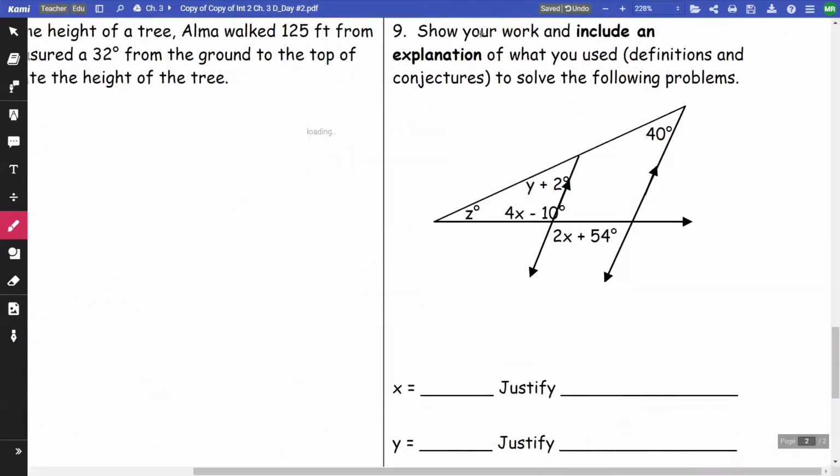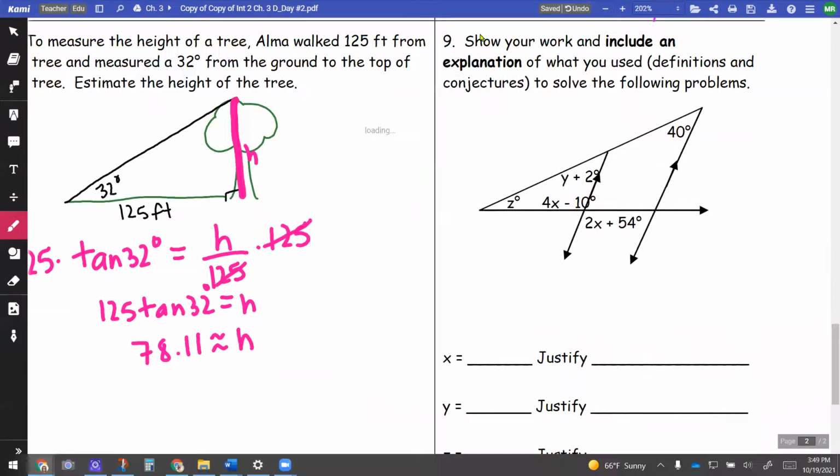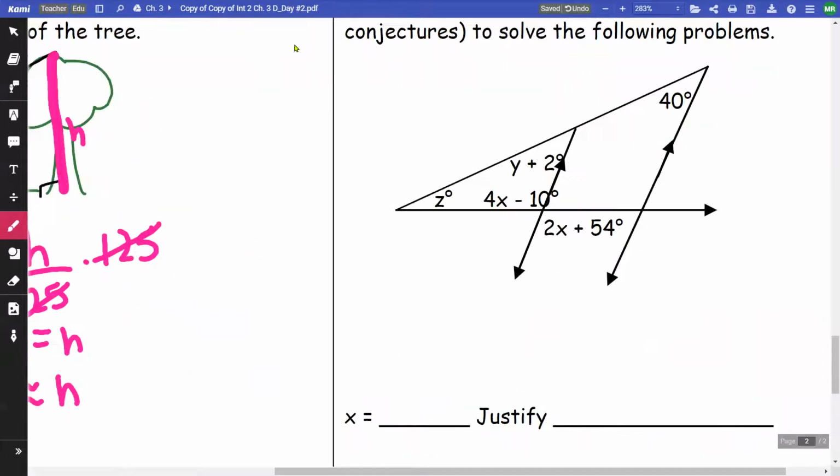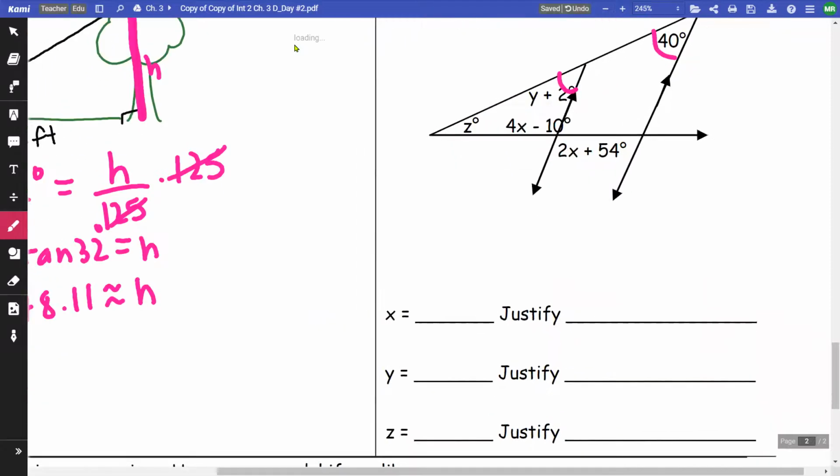On 9, show your work and include an explanation of what you use, definitions, conjectures, and so forth. Okay, so for this, this and this are going to be corresponding angles. So I know that parallel lines lead to corresponding angles congruent, sorry, I'm shorthanding it.